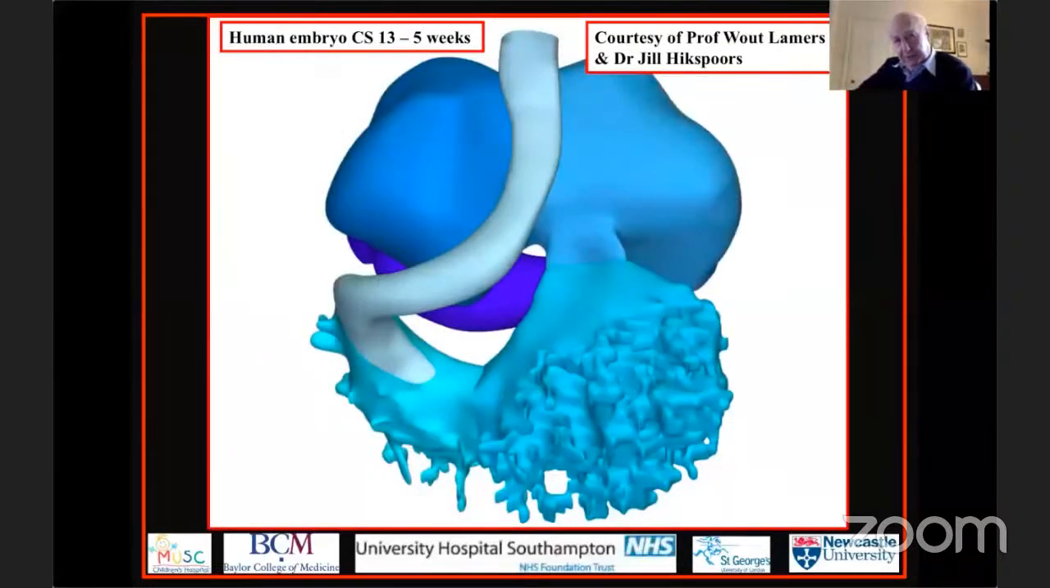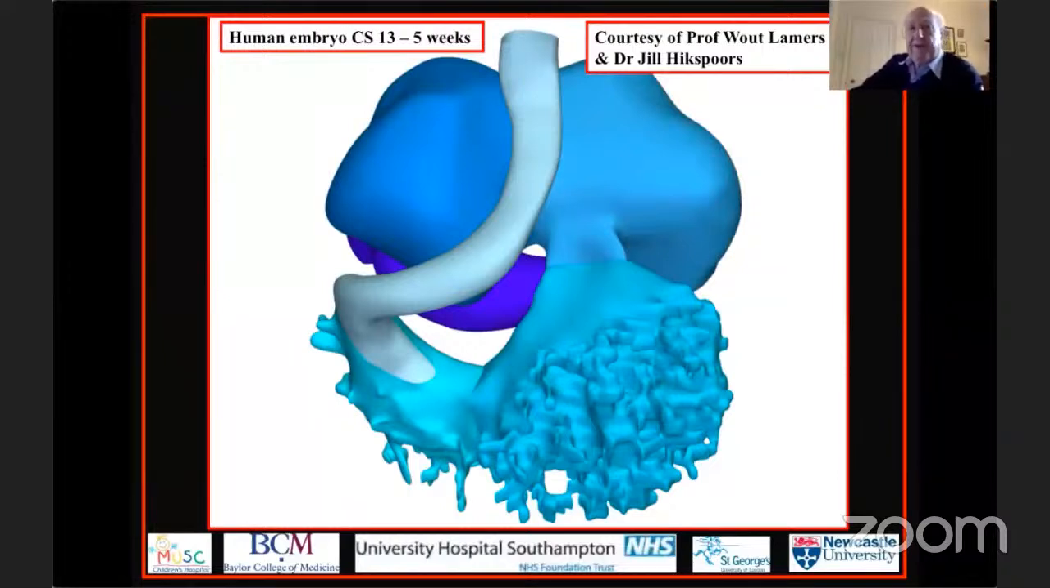So let me take you back to the starting point of cardiac development. Those of you who have been watching our presentations would have seen this before. You know now that I depend upon my understanding of what's going on in the developing heart by the availability of these magnificent interactive PDF files. And they have been made by my good friend, Professor Wout Lamers, and his colleague, also a good friend of mine, Dr. Jill Hikspoors, and they work in the University of Maastricht. And they have made these interactive PDF files covering the key points of cardiac development in the human heart.